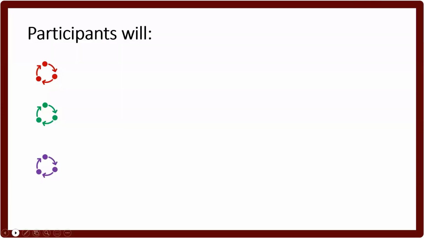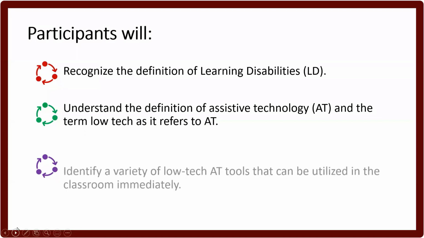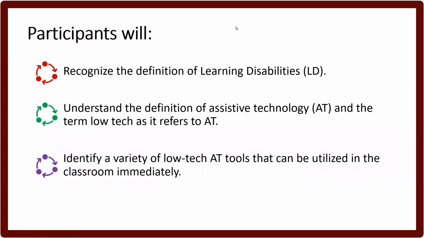All right, so I just want to go over our objectives for today. First is to recognize the definition of learning disabilities, and we'll spend some time on that, coming to consensus on our definition that we'll use for the rest of the day. We'll also understand the definition of assistive technology, or AT, and the term low tech as it refers to assistive technology. And third, we want to identify a variety of low tech AT tools that can be utilized in your classroom right away. So we're going to give you some tools you can take and use tomorrow.